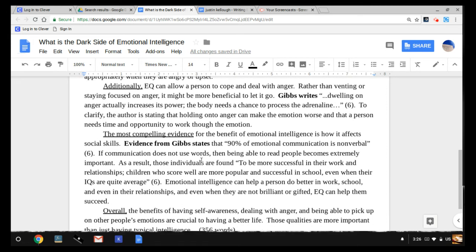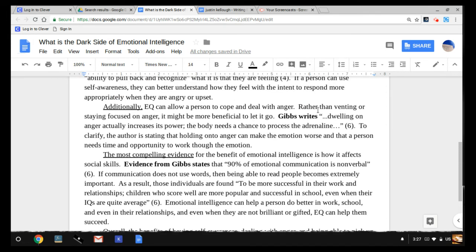So as you can see, the pattern that you're going to be following is give a quote. Like here, I give Gibb writes, and I went ahead and I put the detail that I was able to find in my article about what I wanted to say about emotional intelligence. In my case, it's more about the positives. Okay. So there's my quote.